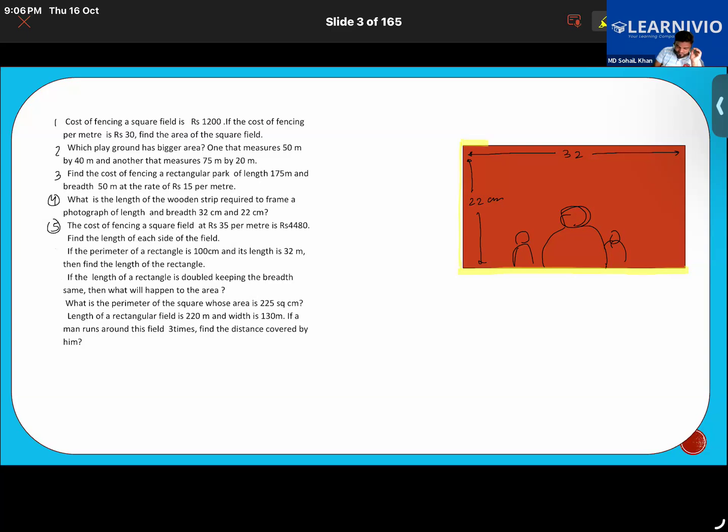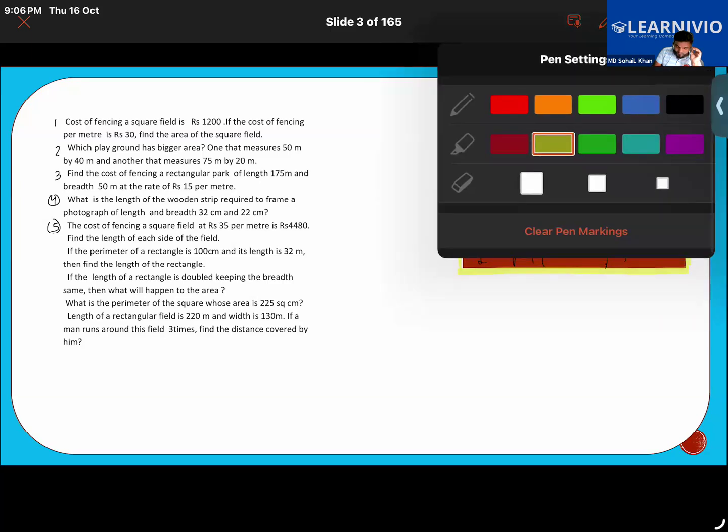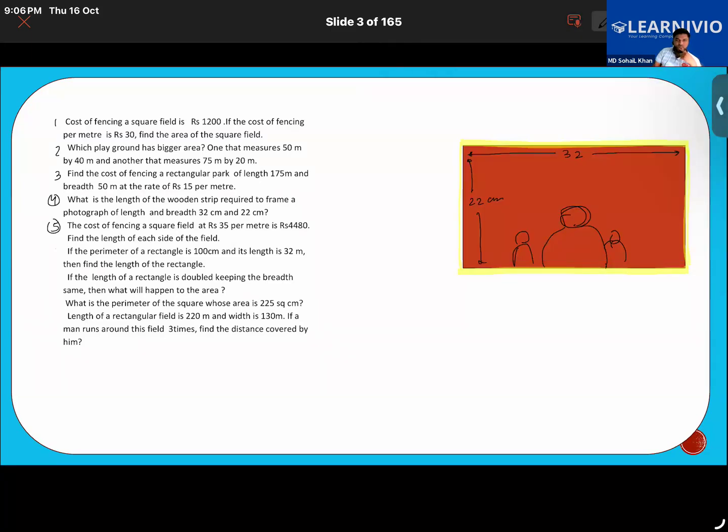Basically, we're going to find the perimeter here. So use the perimeter formula and calculate it quickly. It is 54. 54 multiplied by 2 equals: 2 fours are 8, 2 fives are 10, so 108. Very good. So that is 108 centimeter.